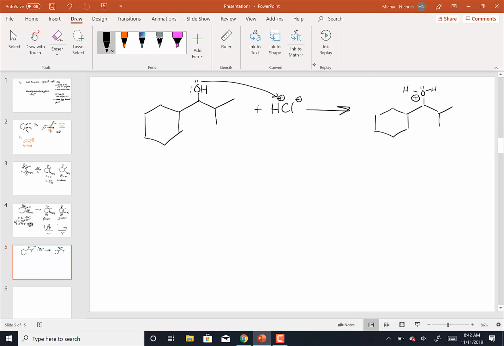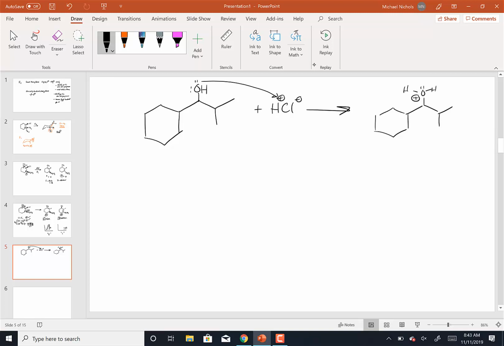That's not happening next. What's happening next? Can there go an E1 or an E2, because it's a small, strong base? Well, before we get to E1 or E2, what's going to happen?